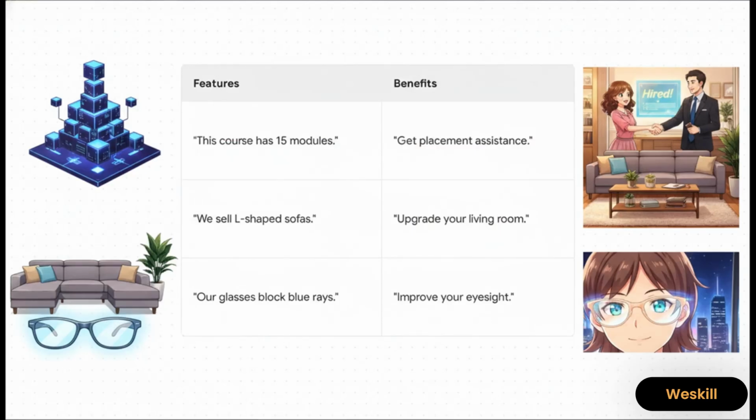Okay, everybody, lean in for this one, because this might be the single most important concept in all of copywriting. It's the difference between features and benefits. A feature is what your product is. A benefit is what it does for the customer. Nobody buys 15 modules. They buy the promise of a better job. They don't want an L-shaped sofa. They want to upgrade their living room. You have to translate what your product has into what your customer gets.